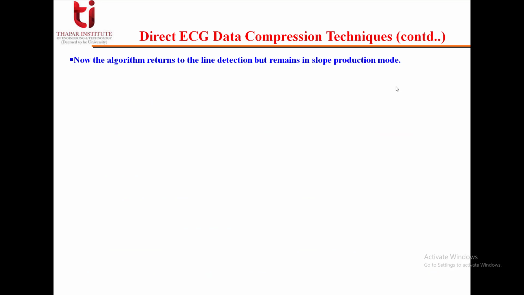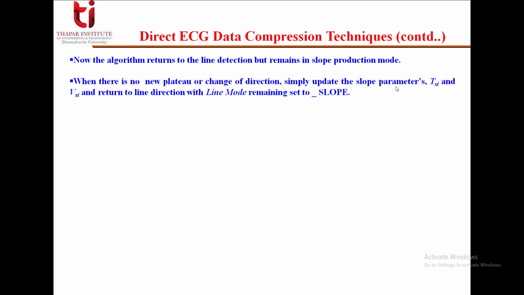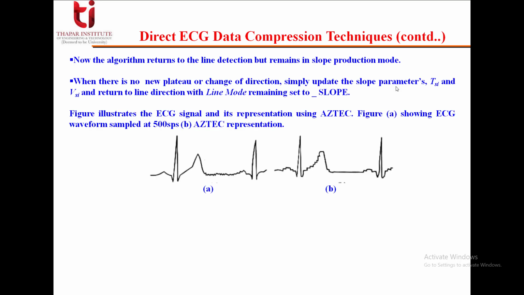Now the algorithm returns to the line detection but remains in the slope production mode. When there is no new plateau or change of direction, simply update the slope parameters, that is TSI and VSI, and return to line direction with line mode remaining set to slope.